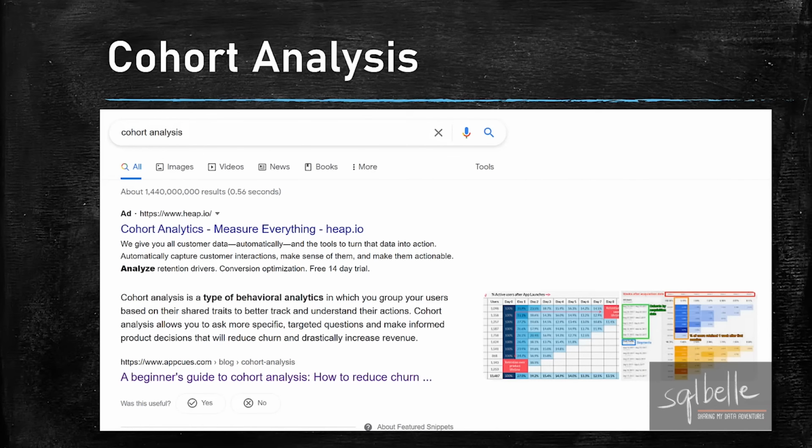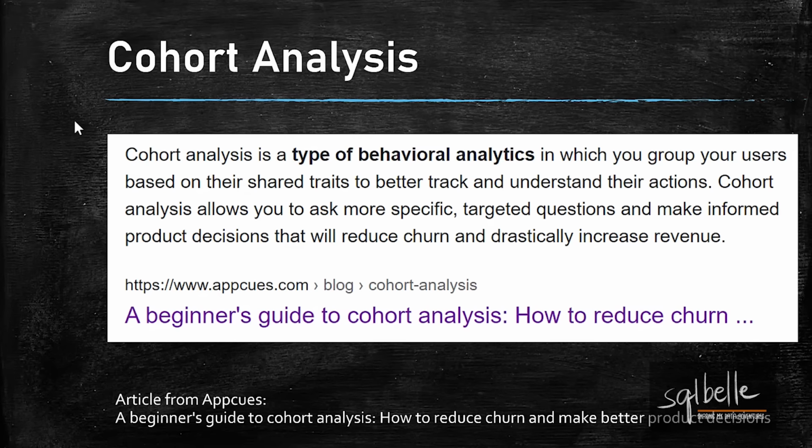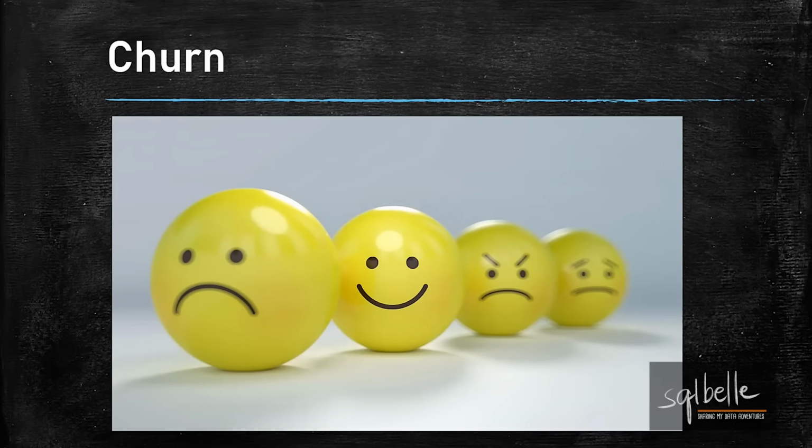A quick search of cohort analysis in our preferred search engine will give us a number of results. This definition from AppQues covers good ground of cohort analysis. The key components here are first, it is a type of behavioral analytics, and we use it to track behavior of groups of people because we want to understand their actions. One of the main reasons we do this in business is because we want to reduce churn. Churn is a term we use when customers stop doing business with us.